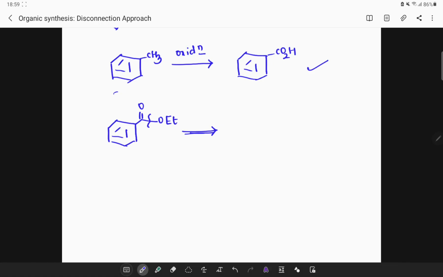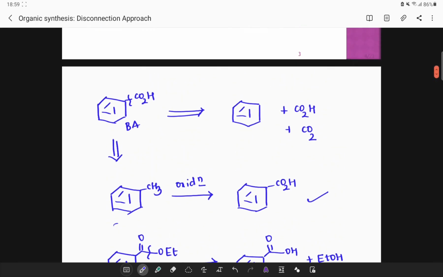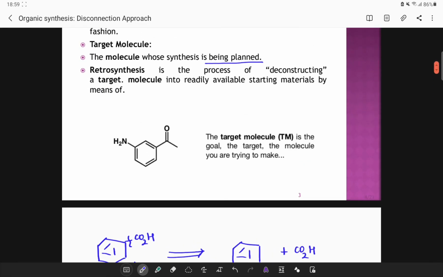I will be cleaving this C single bond O, and in turn I can get a benzoic acid system plus an ethanol system to get my ester. So this particular molecule, of which the design and synthesis has to be done, is called the target molecule. Hence, the target molecule is nothing but the one whose synthesis is being planned.